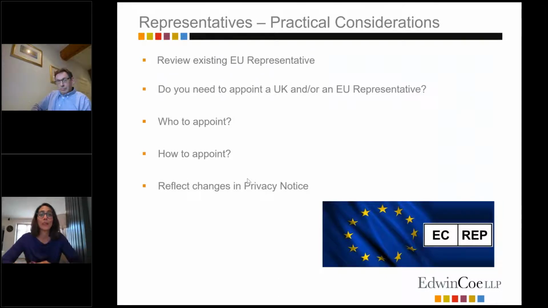Finally, you are required to provide details of your representative to individuals whose personal data you are processing. So this can be done by including the representative's details in your privacy notice or in the upfront information you give to individuals when you collect their data. You should also make this information easily accessible to supervisory authorities, for example, by publishing the information on your website.